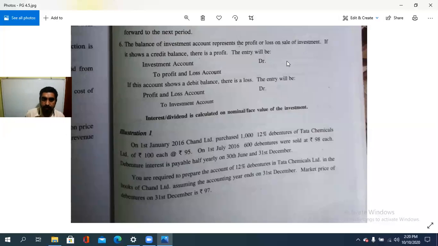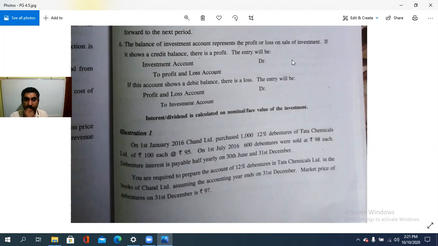So we will start with one problem. On 1st January 2016, Chand Limited purchased 1,000 12% debentures of Tata Chemicals Limited of ₹100 each at ₹95. On 1st July 2016, 600 debentures were sold at ₹98. So 1,000 debentures were purchased. Out of this, on 1st July, that is half a year, 600 debentures were sold. Debenture interest is payable half yearly on 30th June and 31st December.